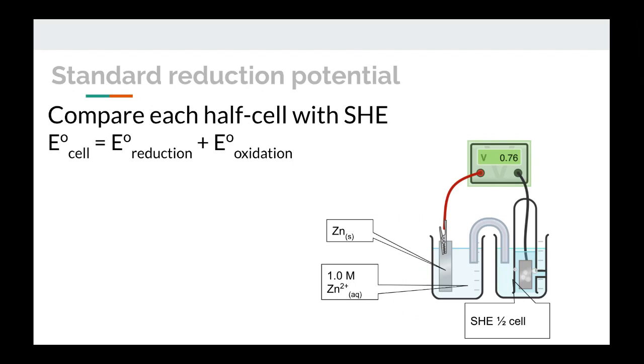We are always making the assumption that the reduction is happening in the standard hydrogen half cell, and that is defined as 0. The cell potential, according to the voltmeter, is 0.76 volts. So the oxidation potential here for zinc is 0.76 volts.